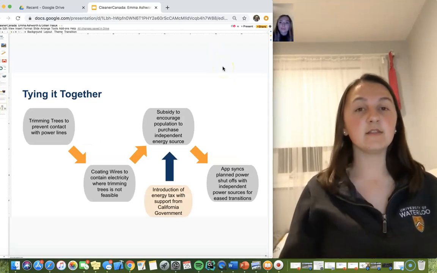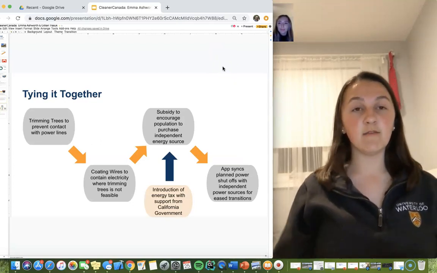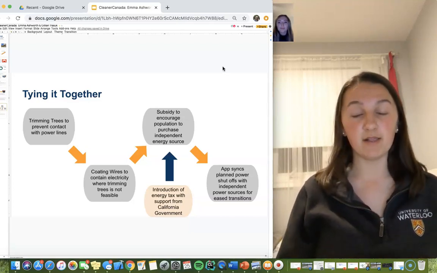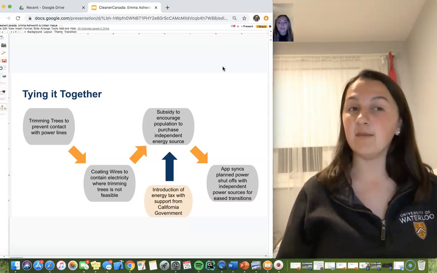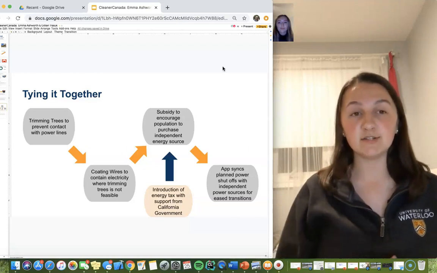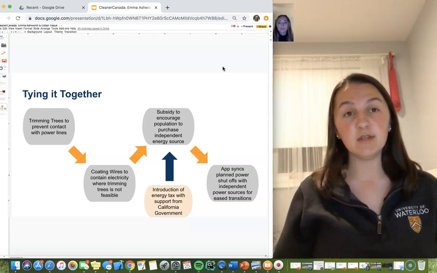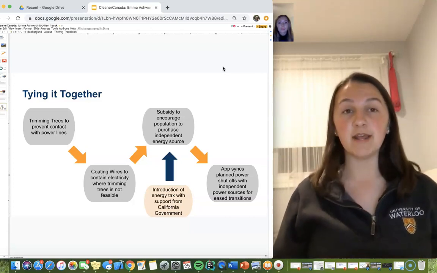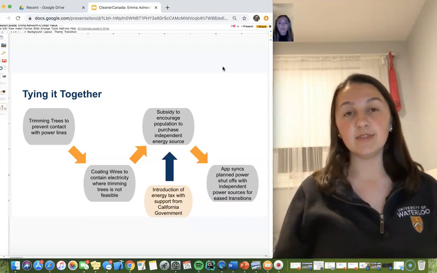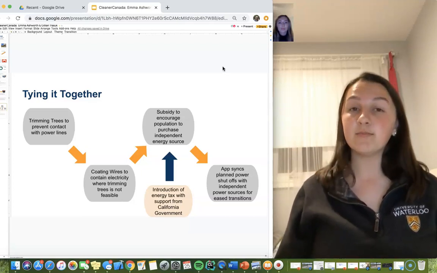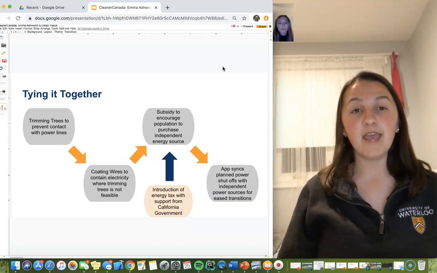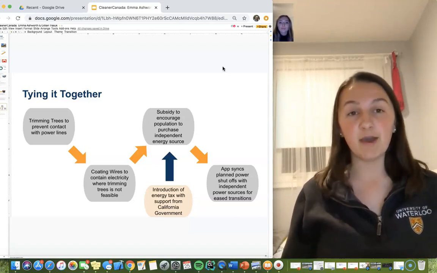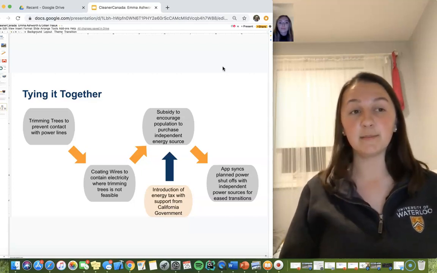Tying it all together, the solution works in four steps. First is trimming to prevent contact with power lines. Second is coating the wires. In addition, assessments of populations for the independent energy sectors, which ties in with the introduction of trust that supports the California government. And finally, an application explains how to set up the independent power.